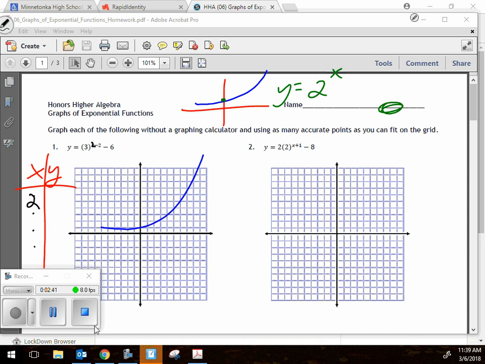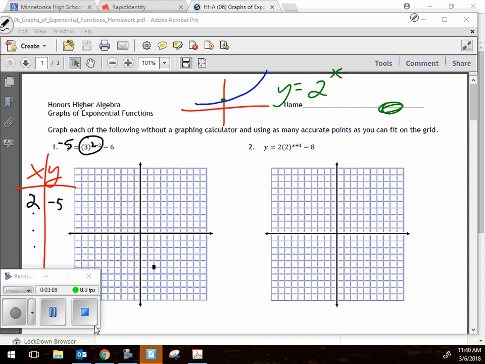Now, don't make the mistake of thinking that everything turns into 1. But 3 to the power of 0 turns into 1. And then I subtract the 6. What is 1 minus 6? Negative 5. 2 comma negative 5 has to be on this graph. I know because I put the points in. 2 and negative 5, and it works. Okay, so 2 over, 2 down 5. 1, 2, 3, 4, 5.